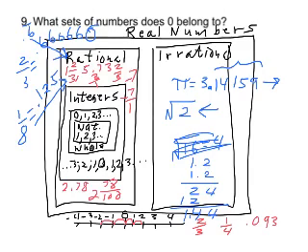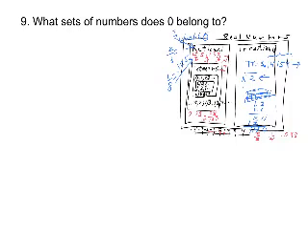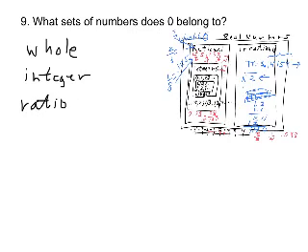And then real numbers include all those. That's what real numbers are, those numbers all together. Alright, so what sets of numbers does 0 belong to? Well, 0 is not a natural number, but it's a whole number. It's an integer. It's a rational number. And it's a real number. The only kind it's not are the ones we're talking about here. It's not an irrational number.